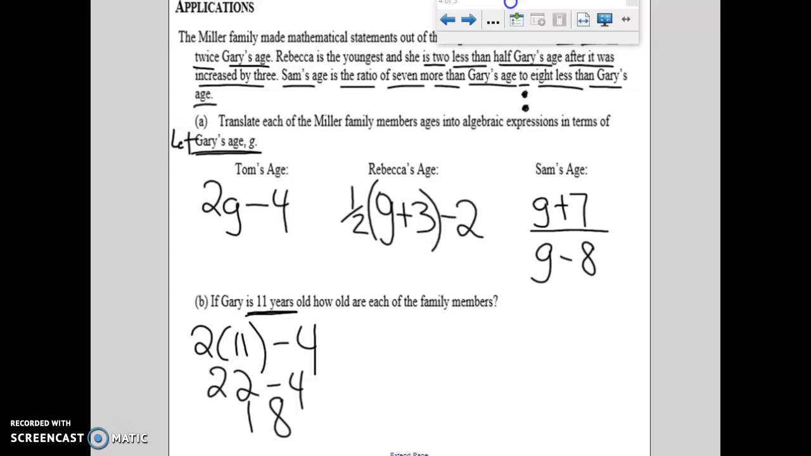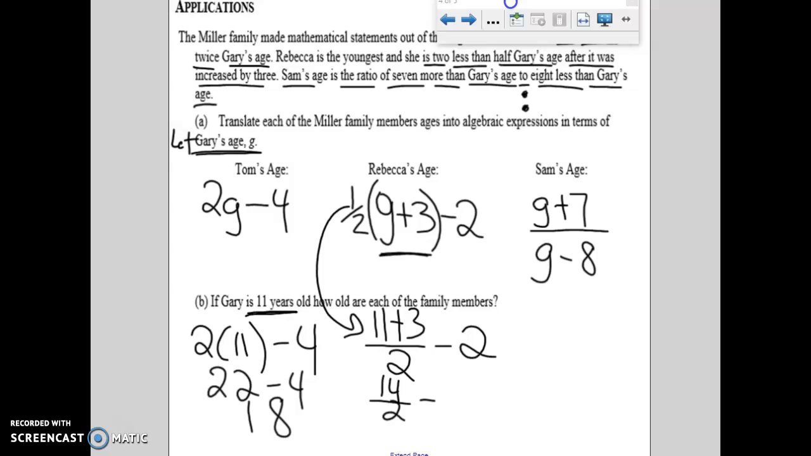Next up is Rebecca's age. Tom's 18. Rebecca is, well, let's think about this, 11 plus 3. Then I can divide that by 2 and subtract 2. I just kind of changed this to our fraction look, and I substituted 11 in for G. Hopefully we're comfortable with that. So I'm going to add first, because that was obviously in parentheses. 14 divided by 2 minus 2. 14 divided by 2 is 7. And then 7 minus 2, we'd end up with 5. And I never want to put an equal sign in here because these are not equations. Very important that we stay away from using any type of equation.